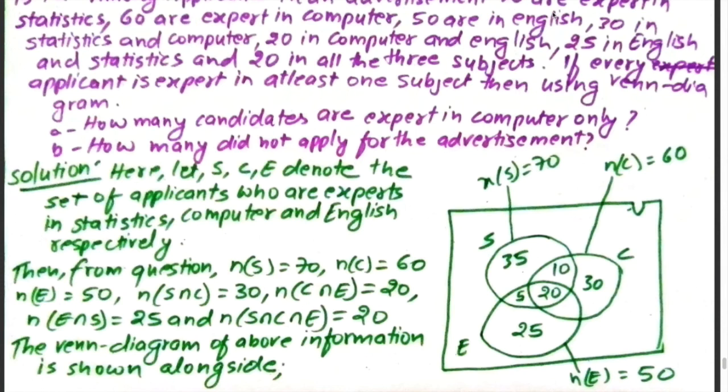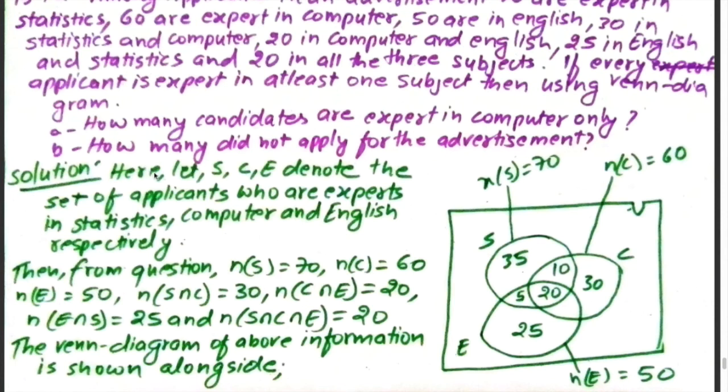Next question: in an advertisement, 70 applicants are expert in statistics, 60 are expert in computer, 50 are expert in English, 30 in statistics and computer, 20 in computer and English, 25 in English and statistics, and 20 in all three subjects. If every applicant is expert in at least one of the subjects, then using a Venn diagram, how many candidates are expert in computer only? How many did not apply for the advertisement?